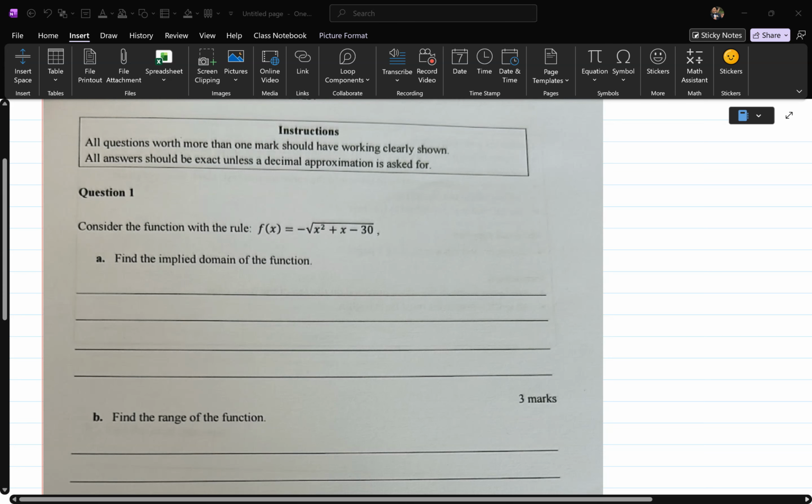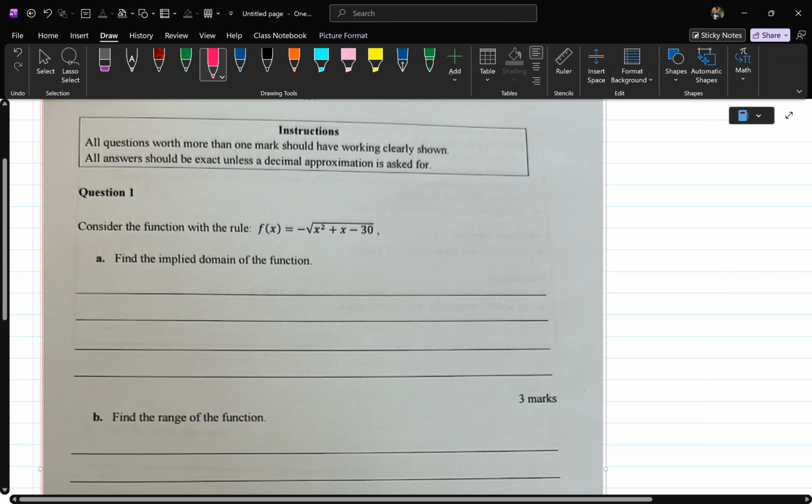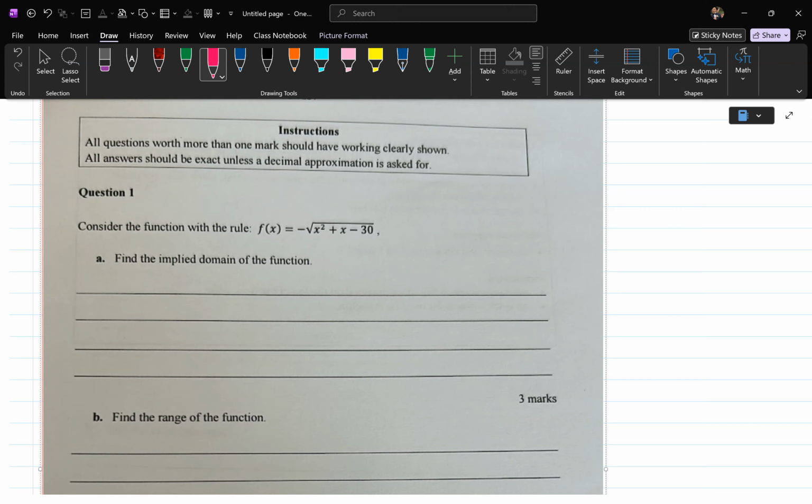Hey there, Year 12s. With this problem here, the TSSM Exam 1, this here is a composite function skill exercise, exercise 1E from the Methods Cambridge textbook.